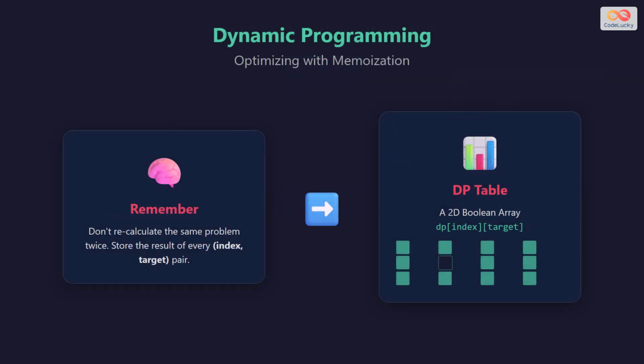This is where dynamic programming saves the day. Instead of recalculating, we remember. We store the result of every index and target combination we solve. We can visualize this as a 2D table or grid.